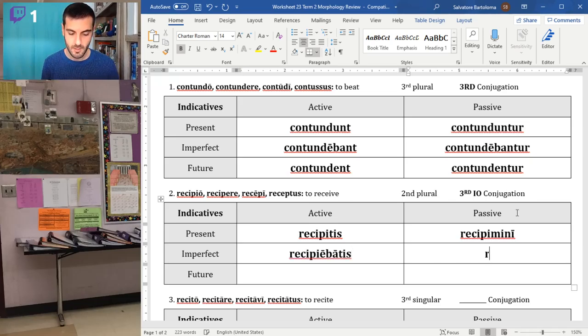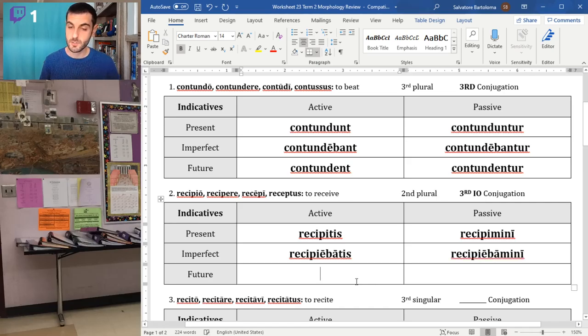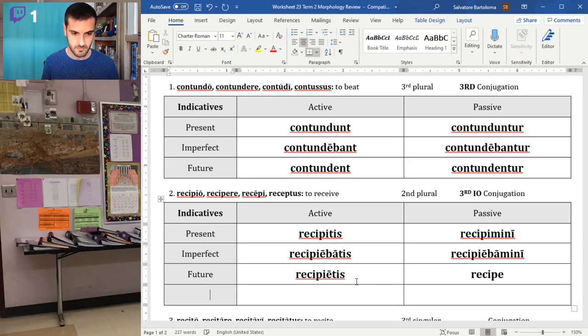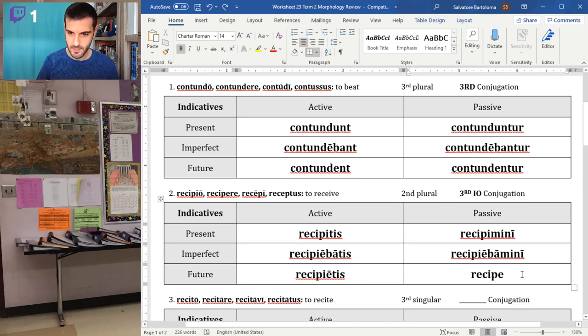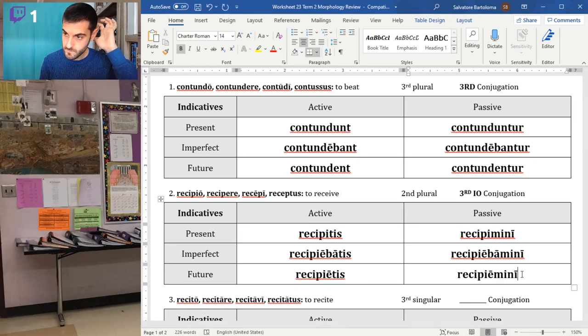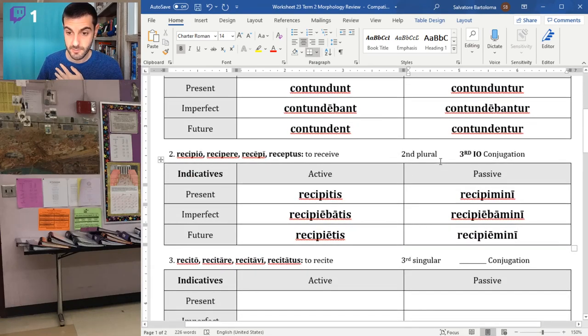Recipiebatis and recipiebamini. And then for the future, no bo bi bu, recipietis. And recipiemini. I made a new line. There we go. So we have an i in the present, but then we have ie in the imperfect and future. We keep the i because it's third io, and we have the e for the vowels. Those are the tough ones.